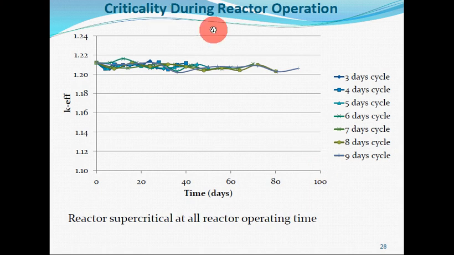Criticality during reactor operation. This is the time. This is the K effective. For all of the types of cycle, we see the reactor is supercritical at all reactor operating times.